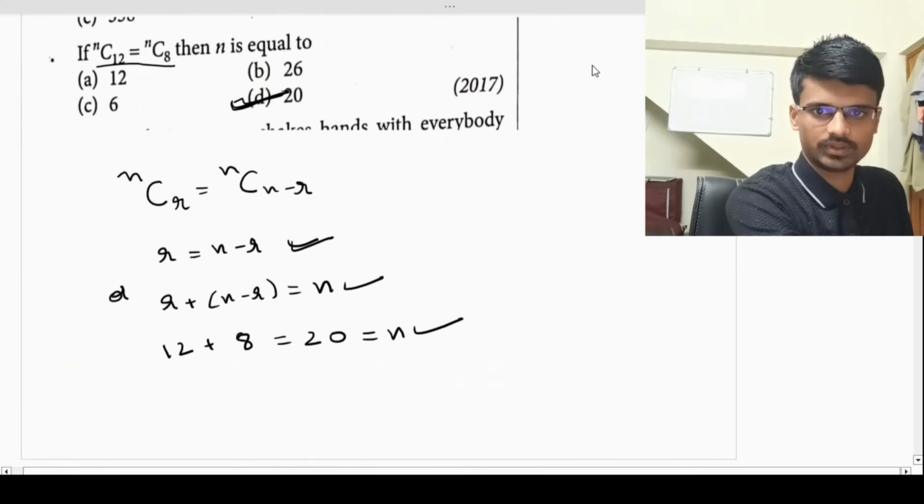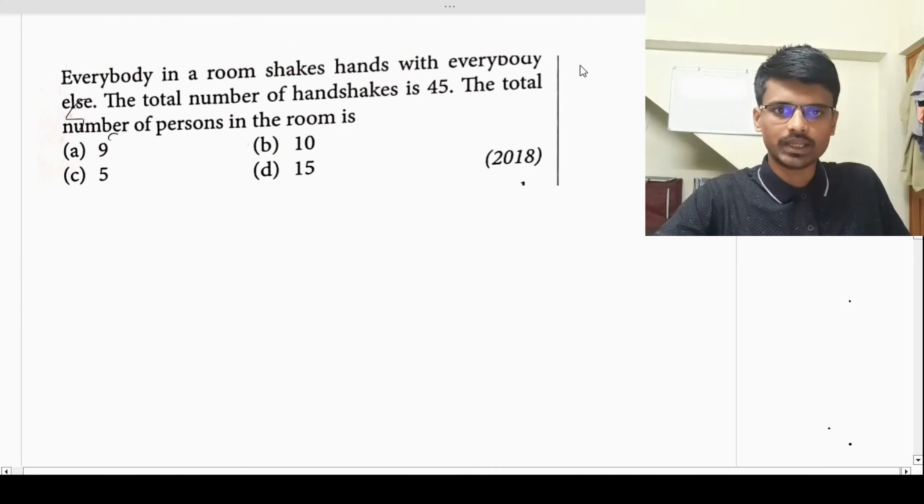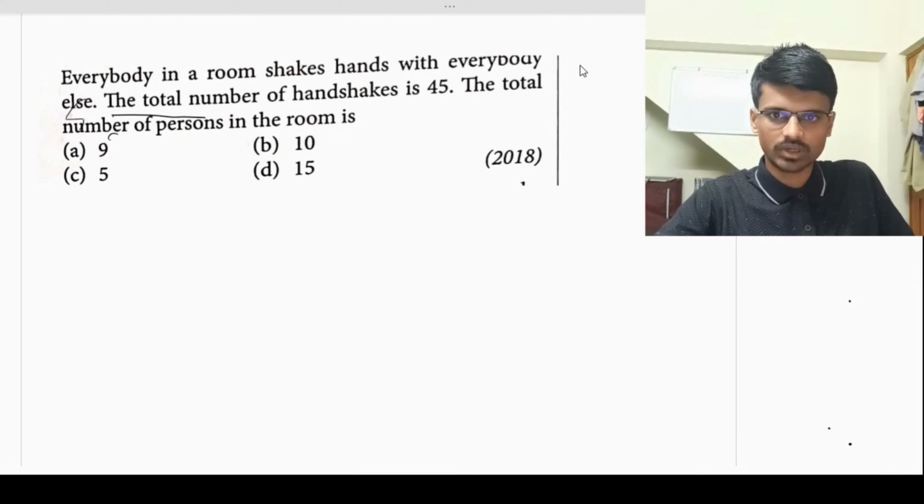Okay, this is again an interesting question. Let's try to solve this question. Everybody in a room shakes hands with everybody else. The total number of handshakes is 45. The total number of persons in the room is?